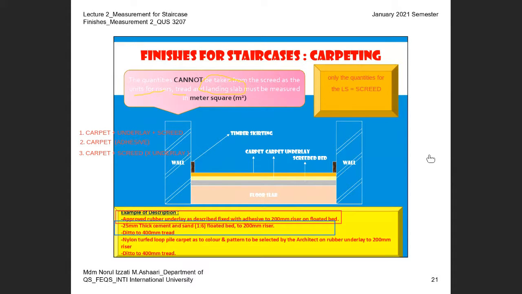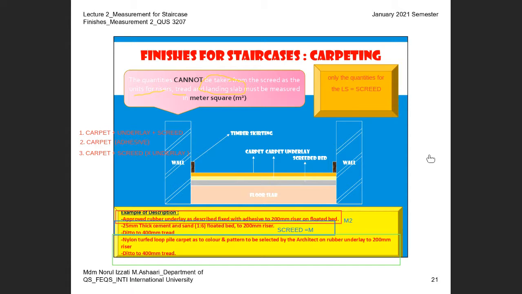So the unit remains unchanged, in meter. The rubber underlay is meter square. Okay, the last category here, nylon turf loop pile carpet, 2 color and pattern, and so on, on rubber underlay. Okay, 200 mm riser. You still have to write down the riser because that one is the general rule under S.5. But the unit of measurement for the last category is different. It means the unit is meter square.